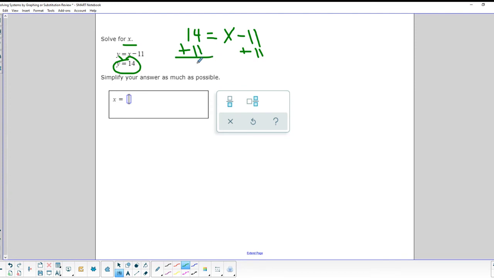And 11 plus 14 is 25. And so that's what x is going to equal. So in my Alex application, I would come down here, click on this box, and type in the number 25. All right, I think we've got one more, very similar looking.